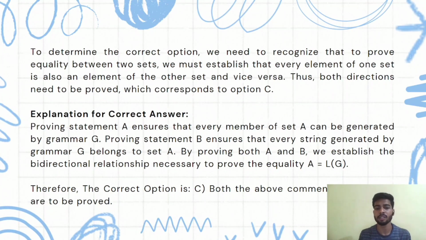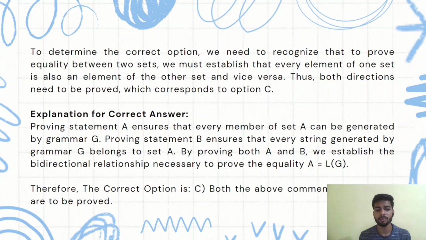To determine the correct option, we need to recognize that to prove equality between two sets, we must establish that every element of one set is also an element of the other set and vice versa. Both directions need to be proved, which corresponds to option C.